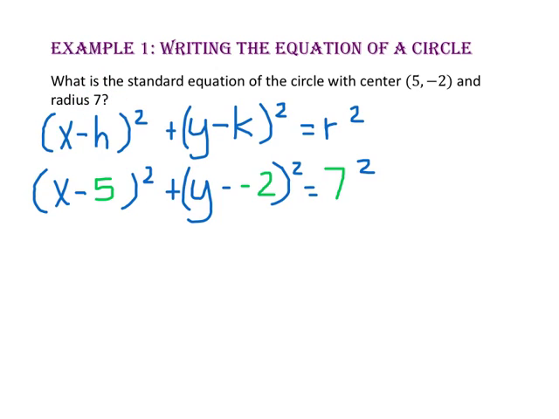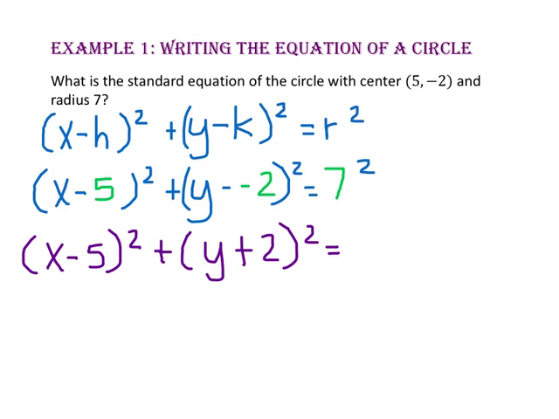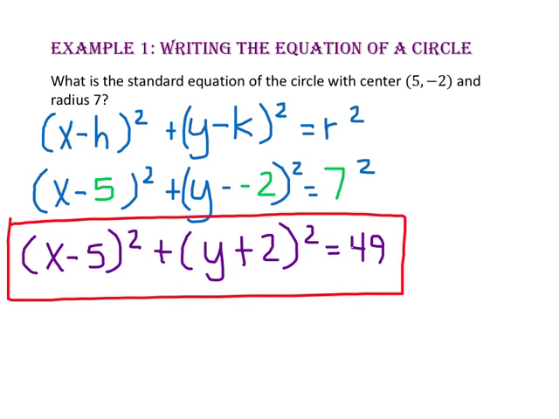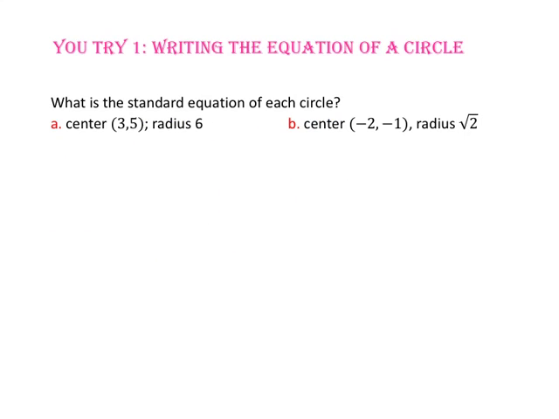Now let's simplify our equation. (x - 5)^2 + (y - -2)^2 will be (y + 2)^2 = 49. So this is the standard equation of a circle whose center is (5, -2) and has a radius of 7. Pause the video and do your try number 1.